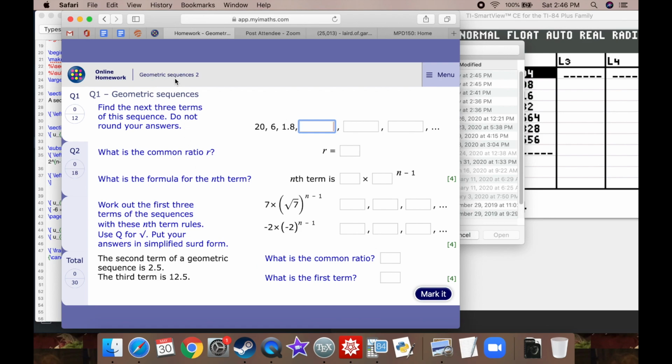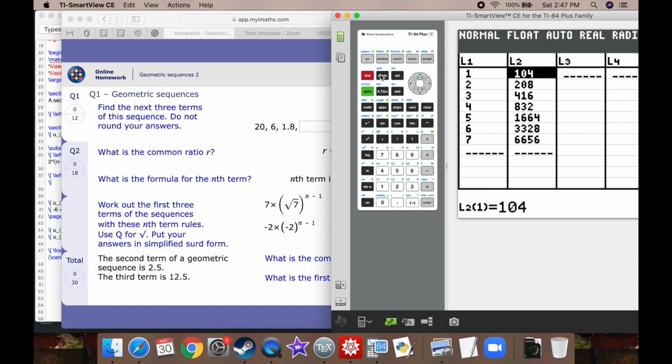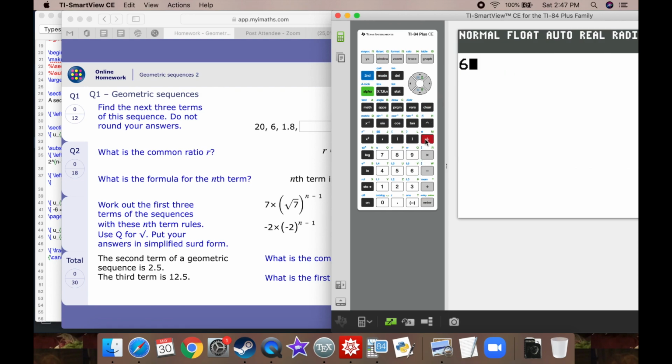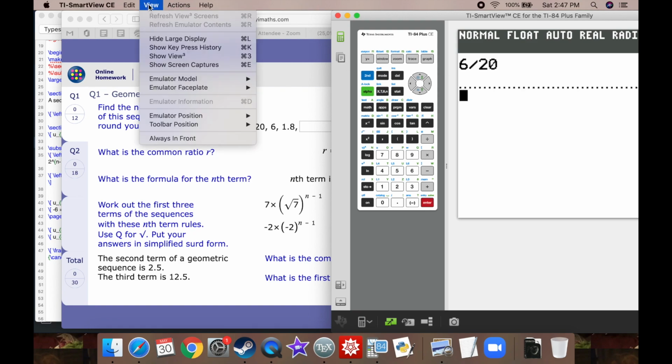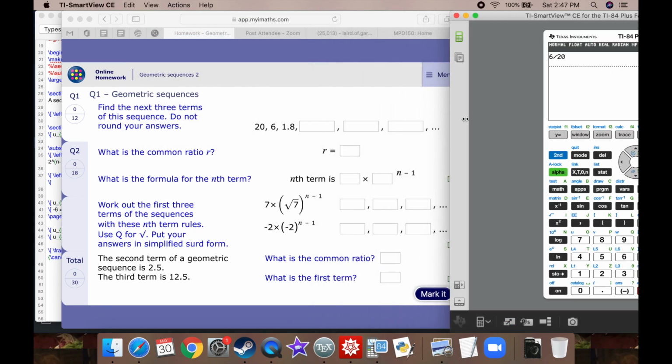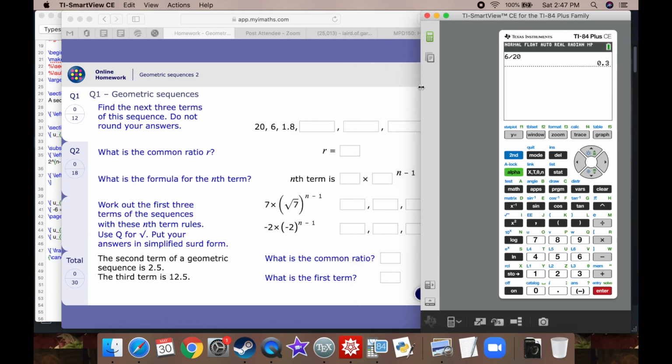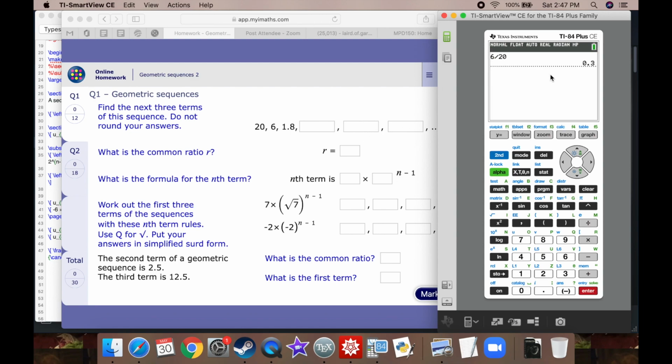So geometric sequences 2. This one says find the next 3 terms of this sequence. Do not round your answers. All right. Well, now we know what we're doing, right? The first term is 20, and we just need to find out what the r is. Well, the r is just going to be 6 divided by 20. So let's clear out of here, and let's hide our large display. Come back, TI-84. All right, so we keep multiplying by 0.3.